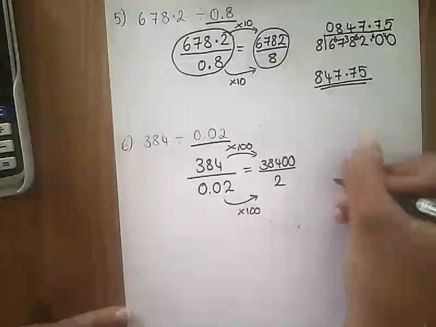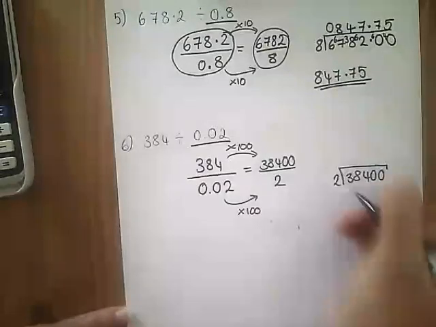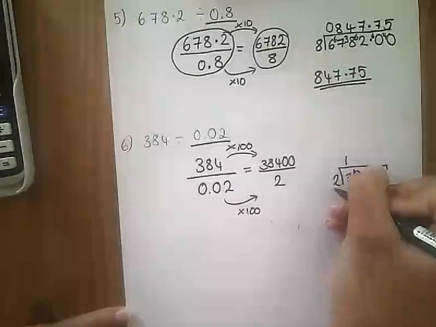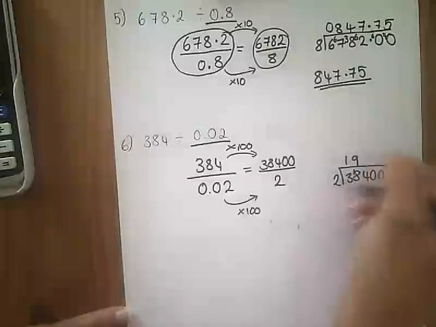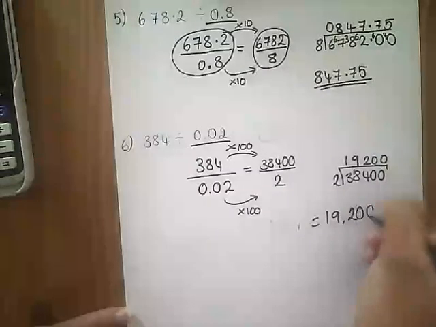You can probably halve that in your head, but if you can't, just do a quick bus stop. 2s into 3 go once, remainder 1. 2s into 18 go 9. 2s into 4 go 2. 2s into 0, 0, 0. And so my answer, 19,200.